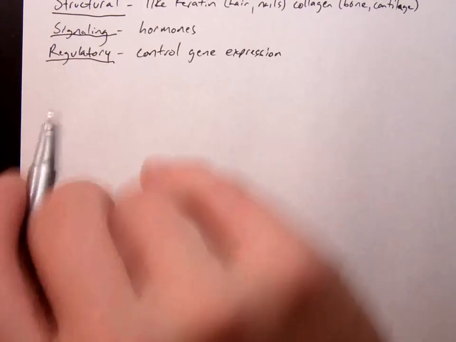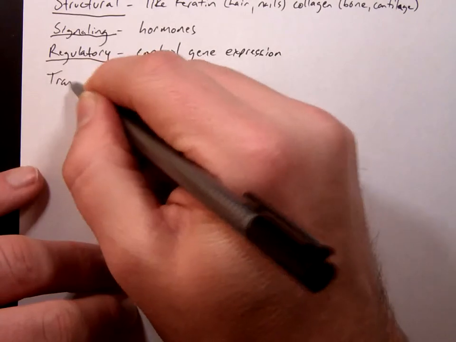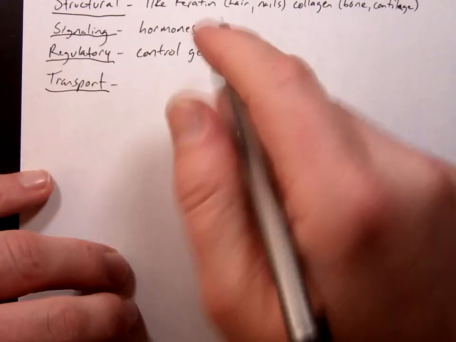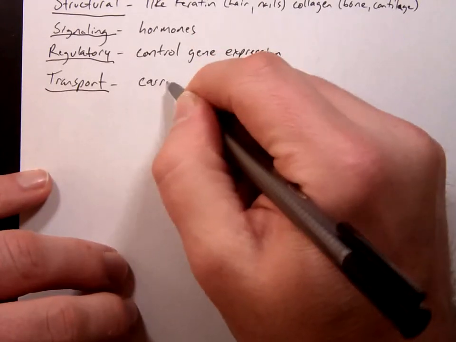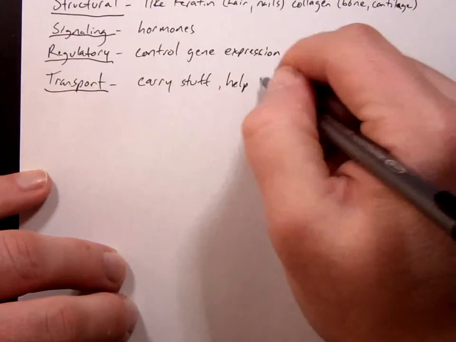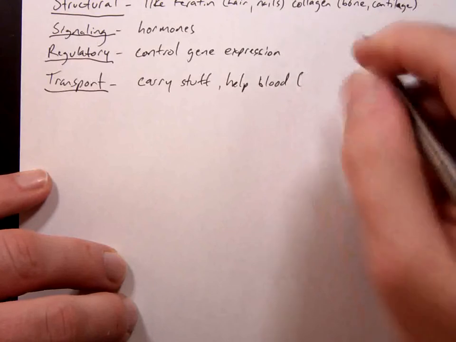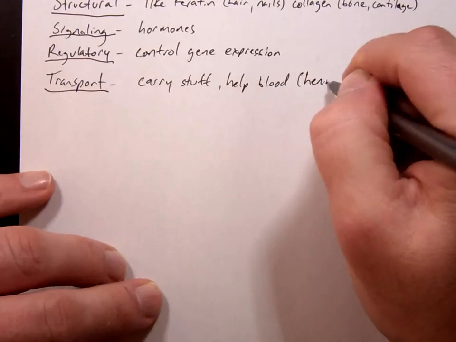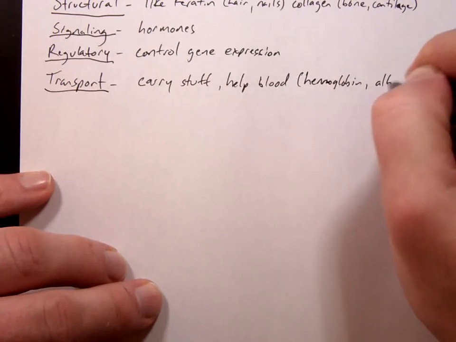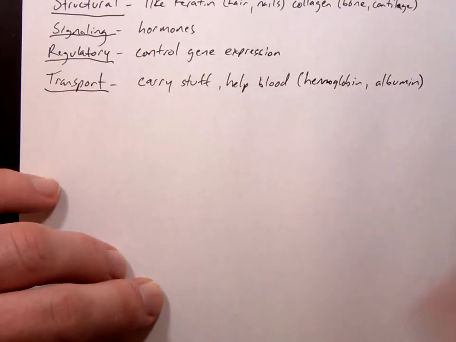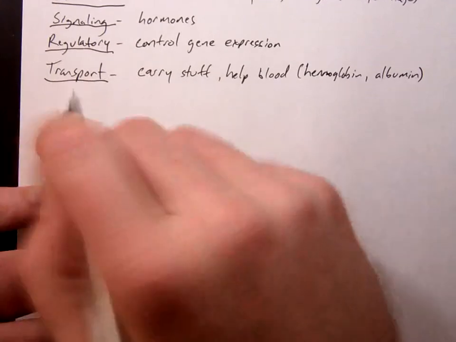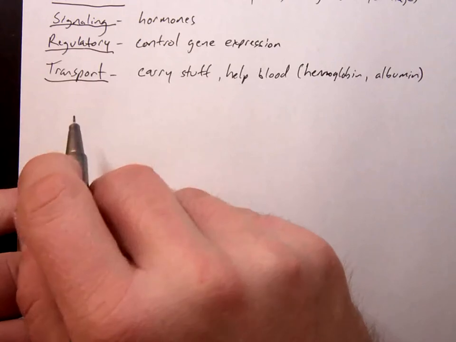Then we have transport proteins. Transport proteins carry stuff. Hemoglobin's a good example because it carries oxygen. And then albumin is another example because albumin helps blood, which carries stuff, and albumin helps to regulate that osmotic or oncotic pressure.